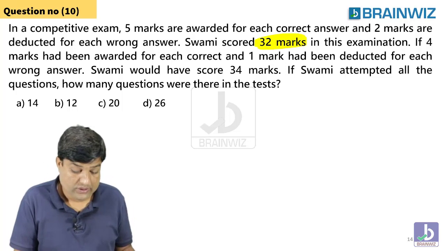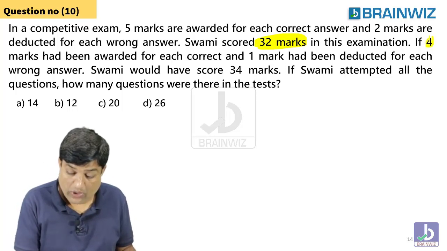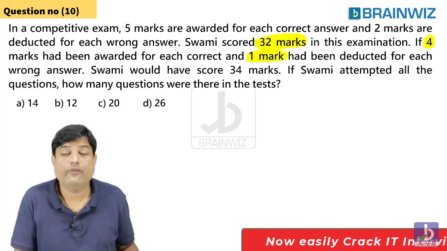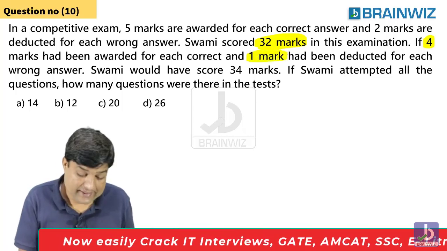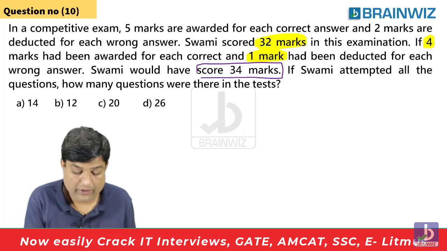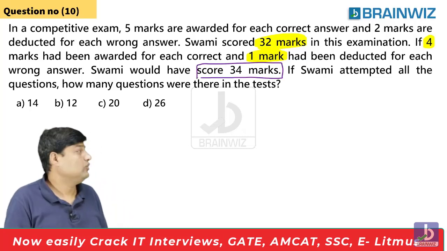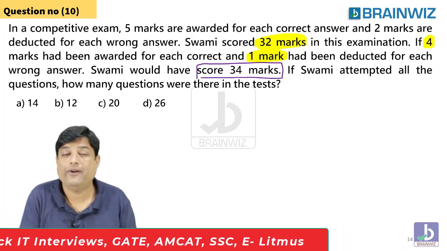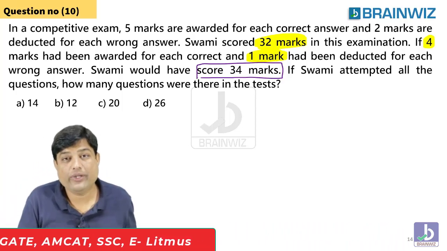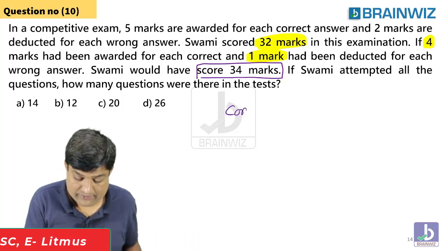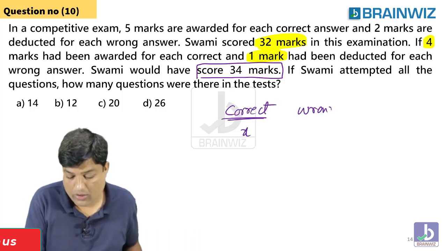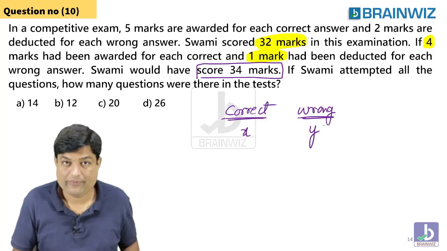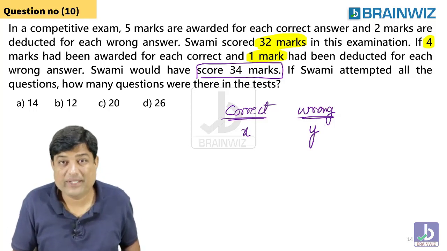But suppose it is 4 marks for every correct answer and 1 mark deducted for every wrong answer, then in such a case Swami has scored 34 marks. If he attempts all the questions in this examination, we are supposed to find out how many questions there are. I don't know how many questions, but let's go across. Let the correct questions be x in number and the wrong questions be y in number, and there are no questions he left. So let's frame the equation.